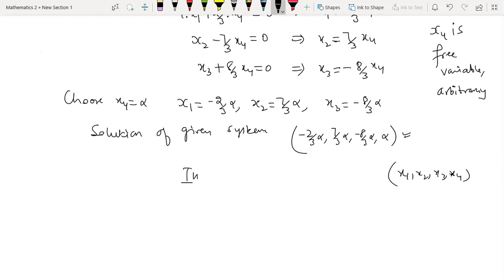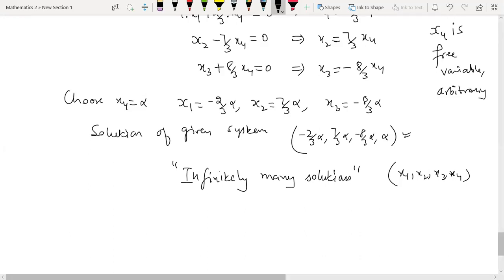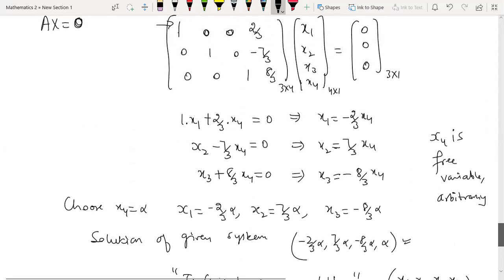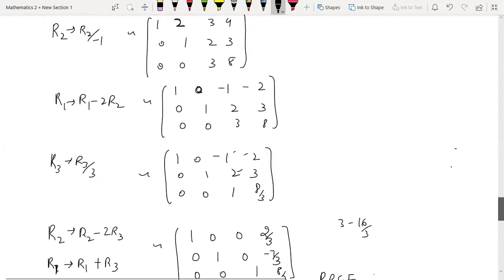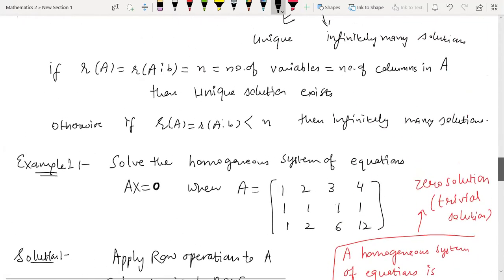And how many solutions are there? There are infinitely many solutions to this system of equations. Clearly they are infinite, right? Whatever alpha you put, you will get a new solution every time. You put alpha is equal to 0, even the 0 solution is obtained from here. So that's about this particular question, in which we solved a homogeneous system and we figured out it has infinitely many solutions.